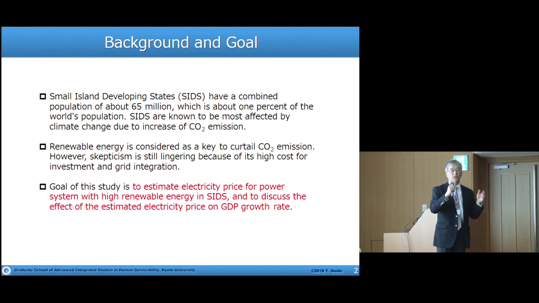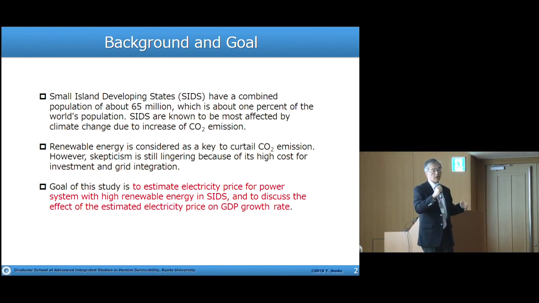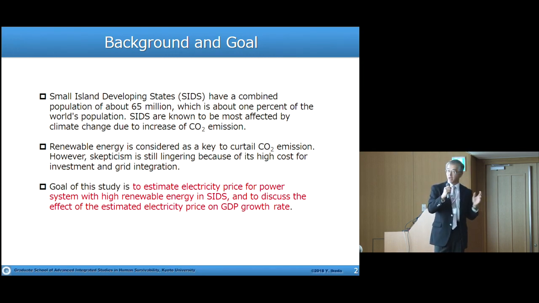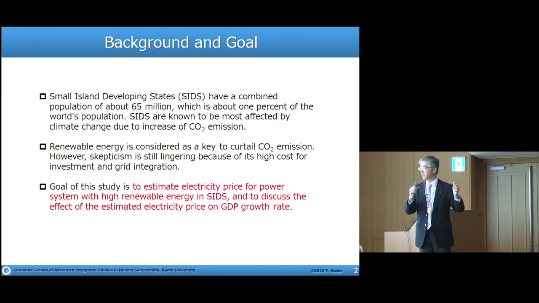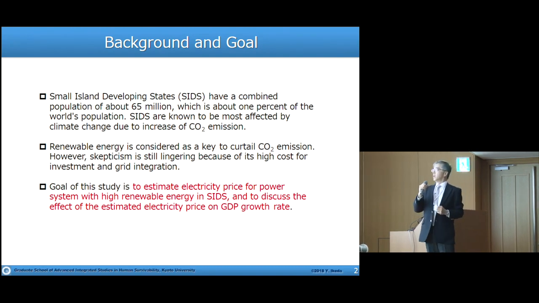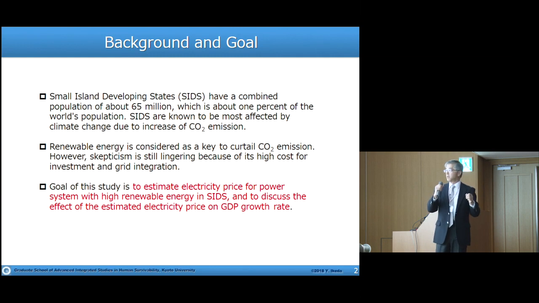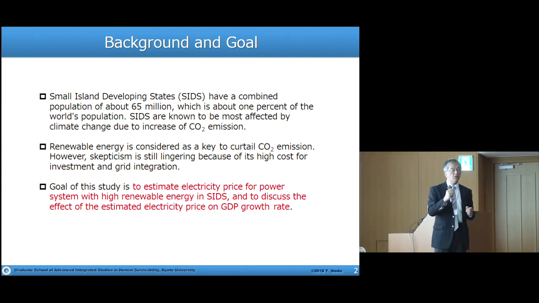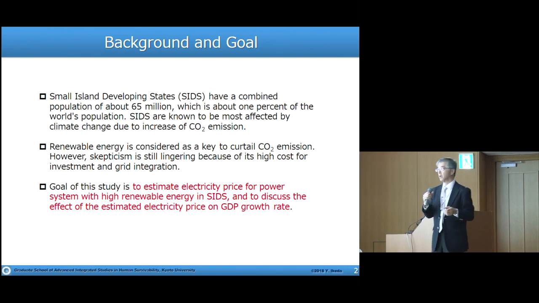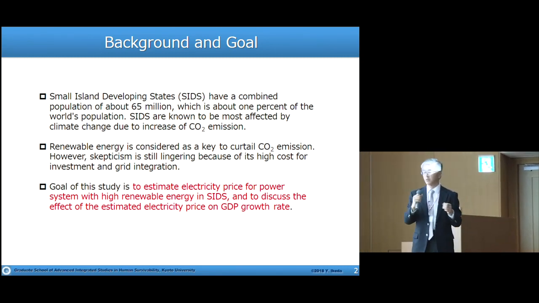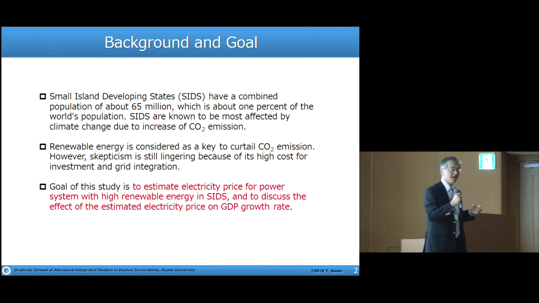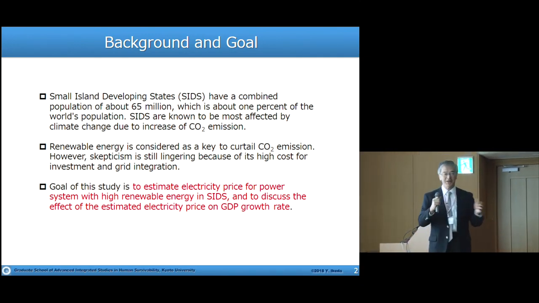As you know, they are vulnerable to climate change due to the increase of CO2 emissions, because most people live near sea level. So, they are vulnerable to climate change. To reduce CO2 emissions, renewable energy is considered a key. But still, we have some skepticism about renewable energy, especially in Japan and the US.